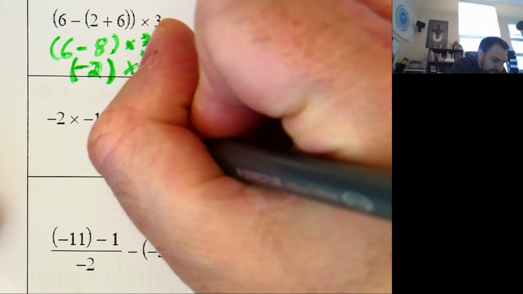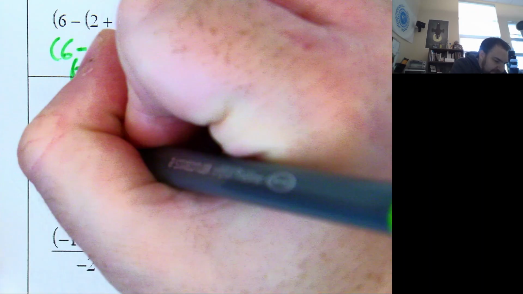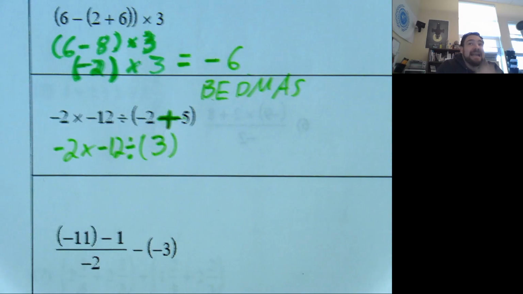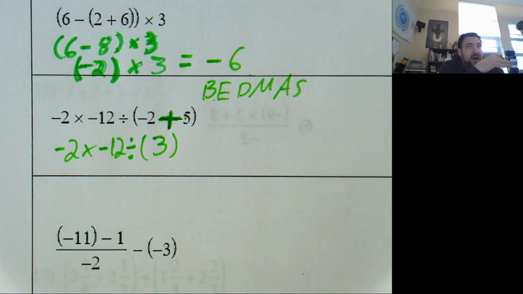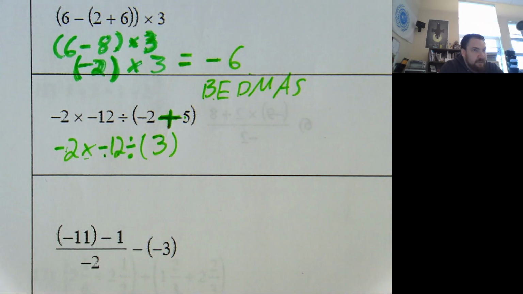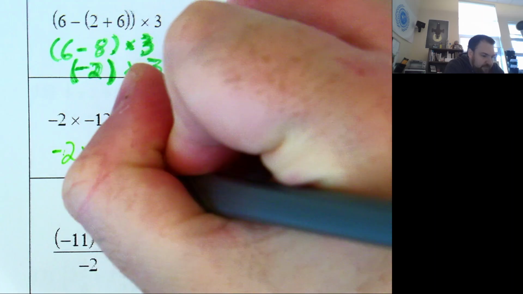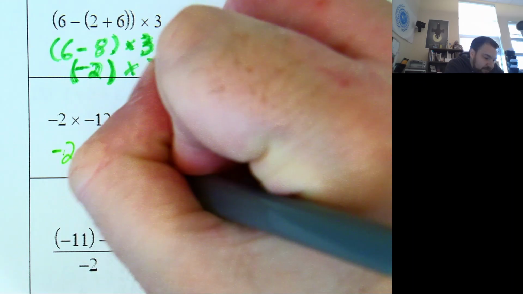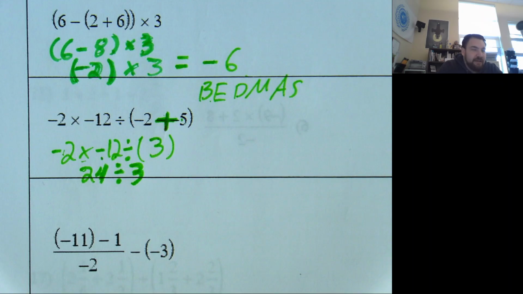So this is going to become 3, and I'm just going to write out what else we have. Negative 2 times negative 12 divided by 3. And now, we want to work left to right. So I've got negative 2 times negative 12. When I have a negative times a negative, that is a positive. And then 2 times 12 is 24. So this is 24. And then I'm going to write down what I haven't dealt with yet. And then 24 divided by 3 is 8.